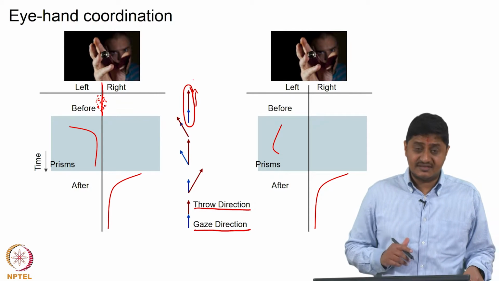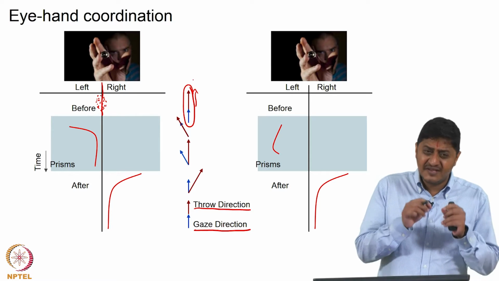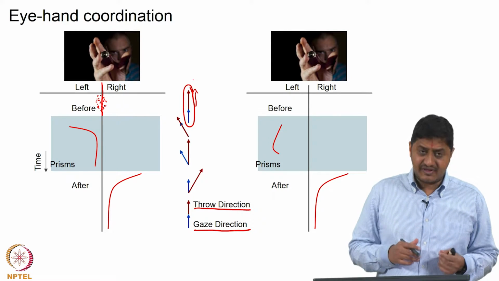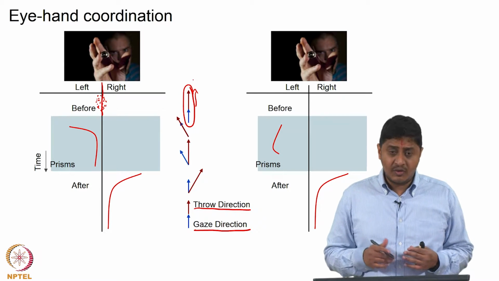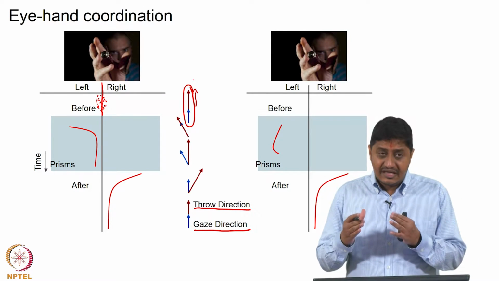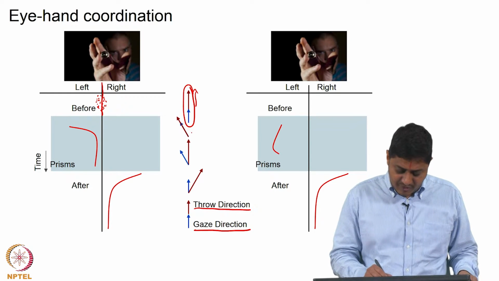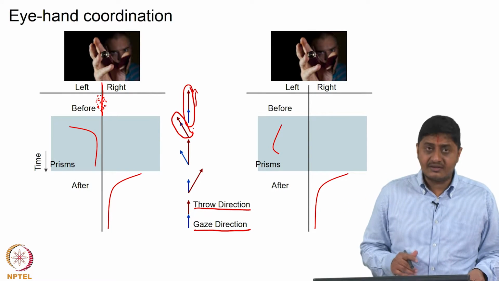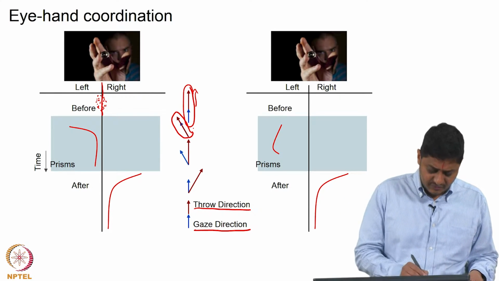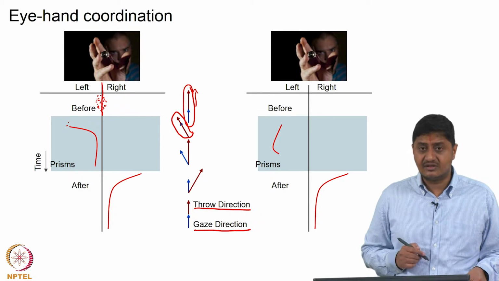As soon as they are asked to wear the glass, in the first trial immediately after wearing the glass, the same thing happens. But note that now, because of this perturbation, vision is toward the left, and here also gaze follows. Here also gaze and throw are in the same direction, or the hand follows the eye.